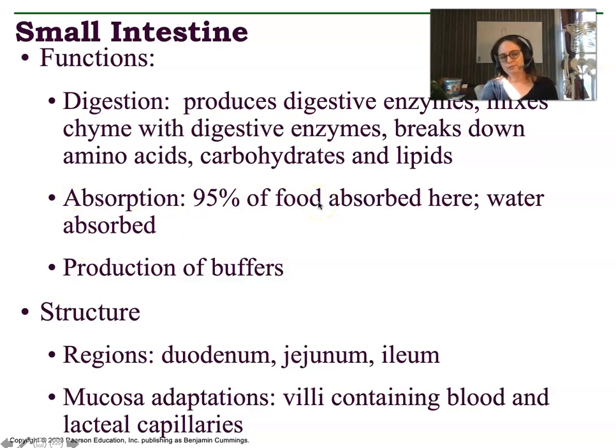Most absorption is happening in the small intestine. Not really the large intestine. The small intestine is actually the rock star for absorption.